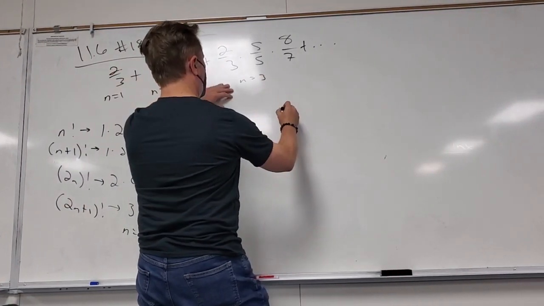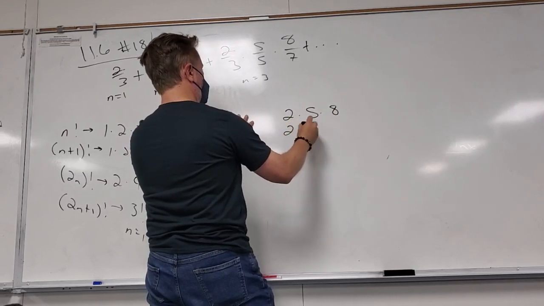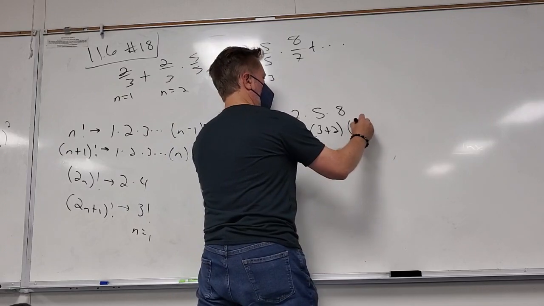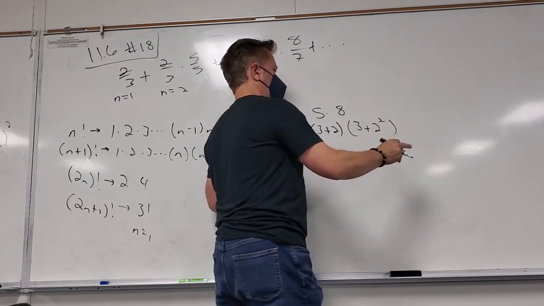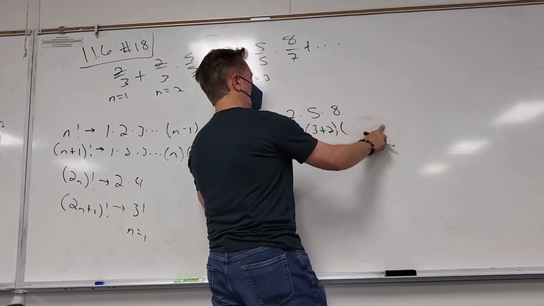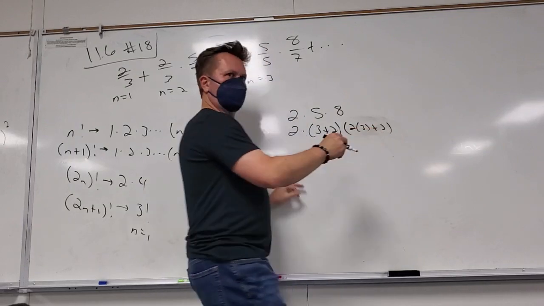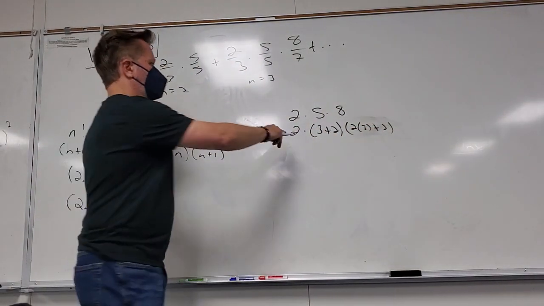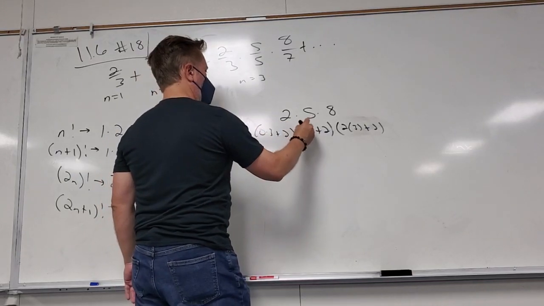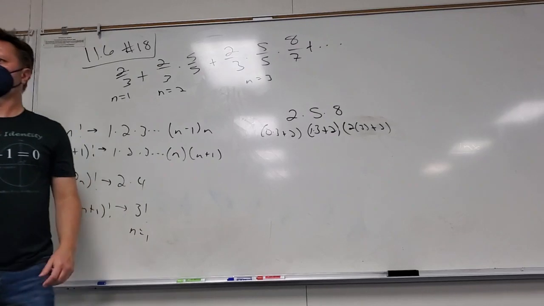So let's take a look here. I want 2 times 5 times 8. Isn't that 2 times 3 plus 2, times 2 times 3 plus 2, not 3 plus 2 squared? Twice 3 plus 2. So it's like 0 times 3 plus 2, 1 times 3 plus 2, 2 times 3 plus 2, right?